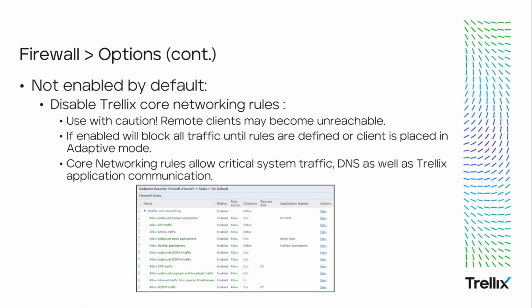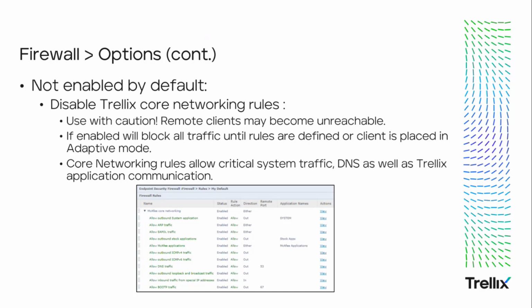The next one is a big one, and you should probably read this first note in red, bold. I didn't want to make it too gaudy on the presentation, but there is a group in the rule set called McAfee Core Networking. And there is an option in the options policy to disable these rules. I just want to call out that this should be done with the utmost caution.